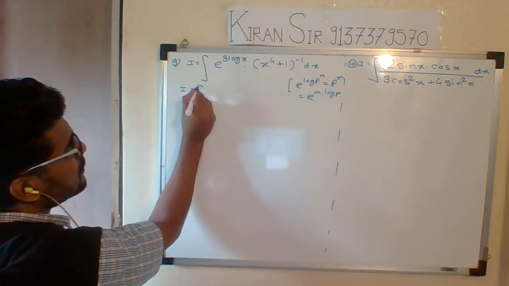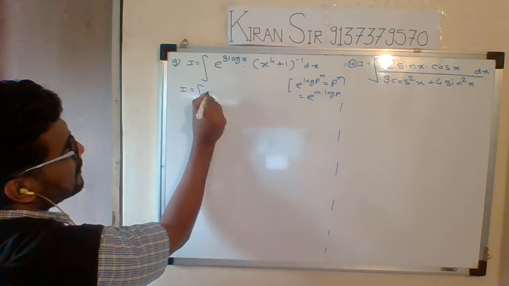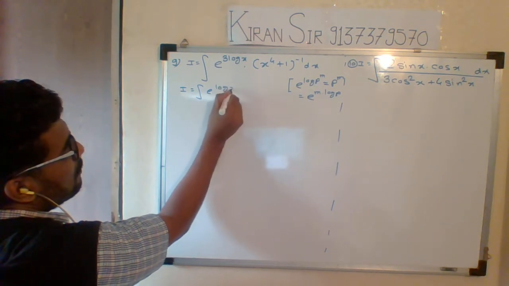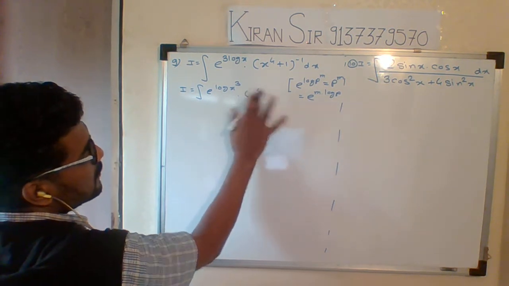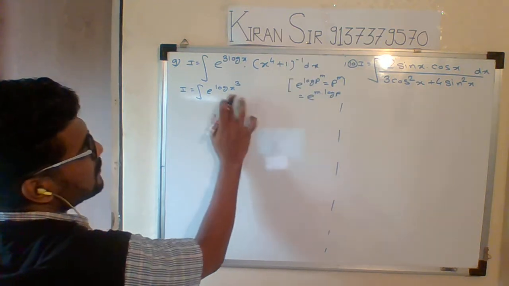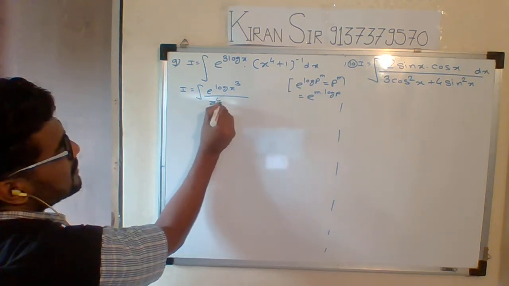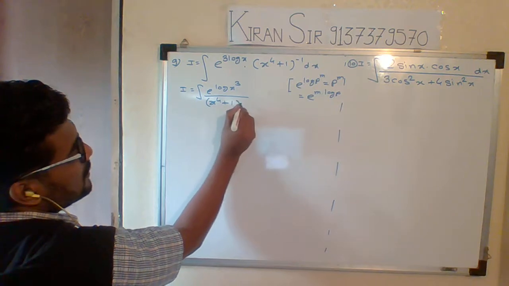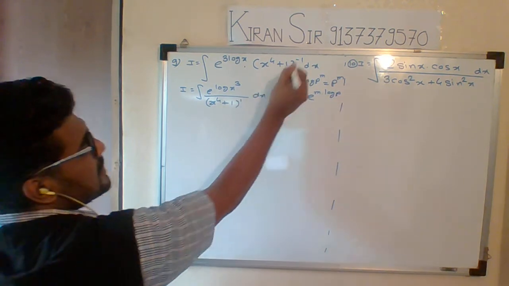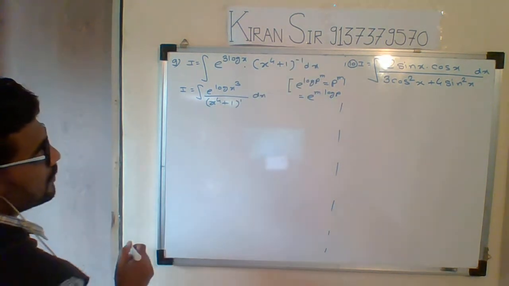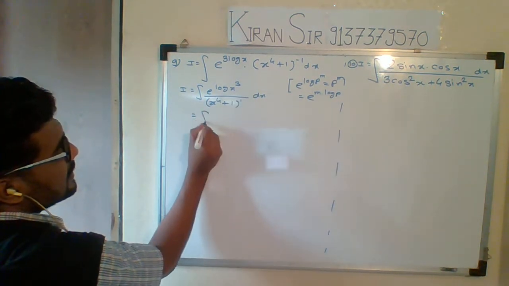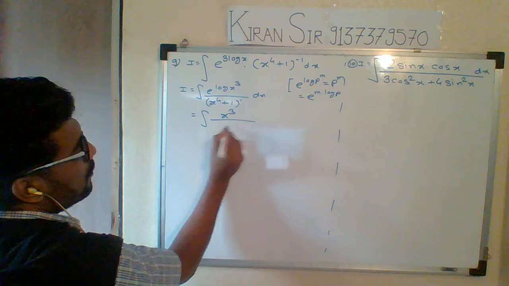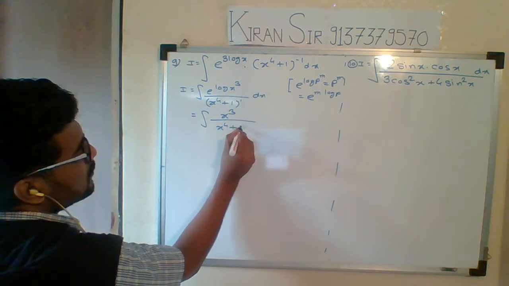I equals to, I will shift this 3 to the power of x, multiplied by x raised to 4 plus 1 raised to minus 1. Raised to minus 1, I can write as 1 upon x raised to 4 plus 1 raised to plus 1. Now I make this negative power positive. And finally e raised to log x raised to 3, directly you can write x cube upon x raised to 4 plus 1.